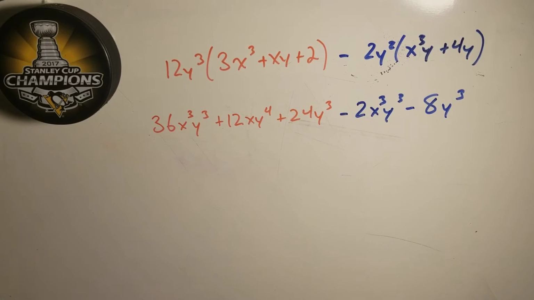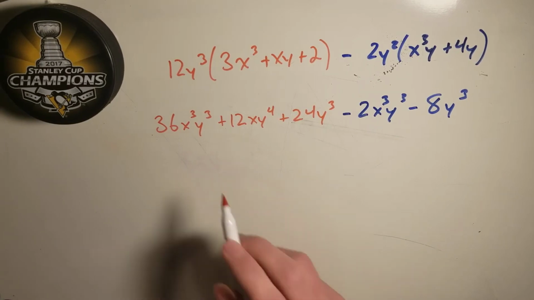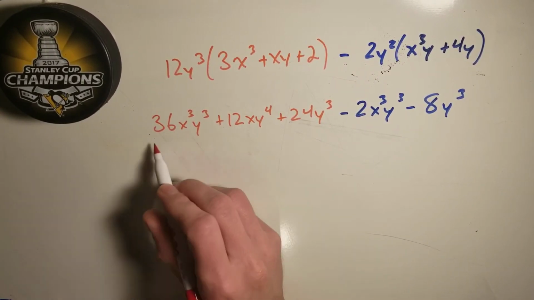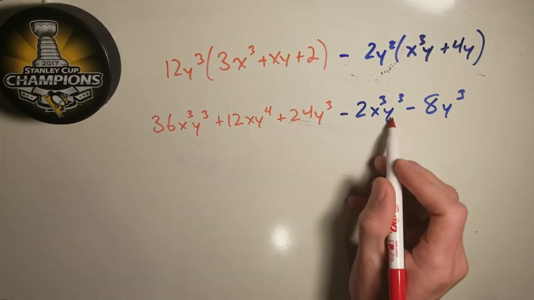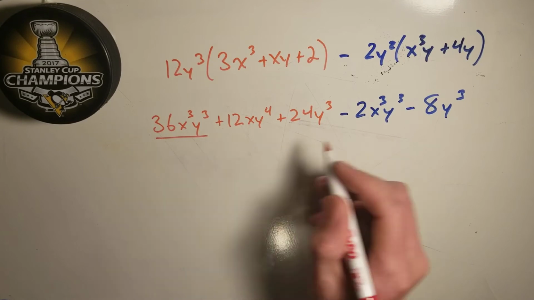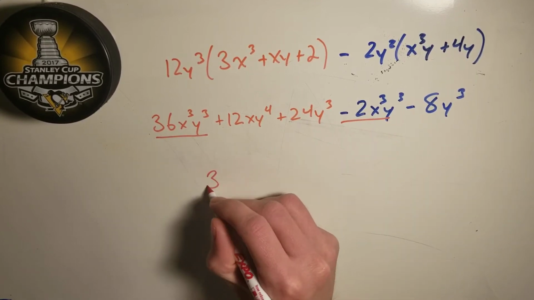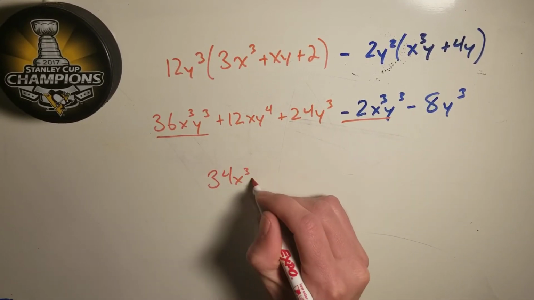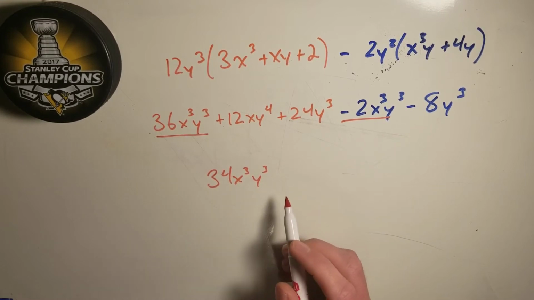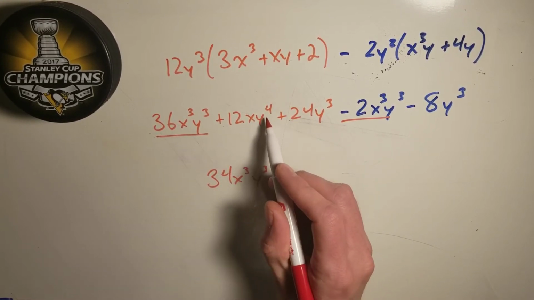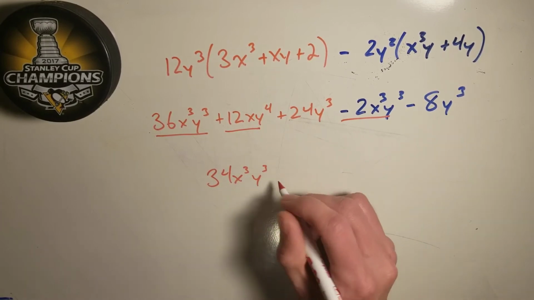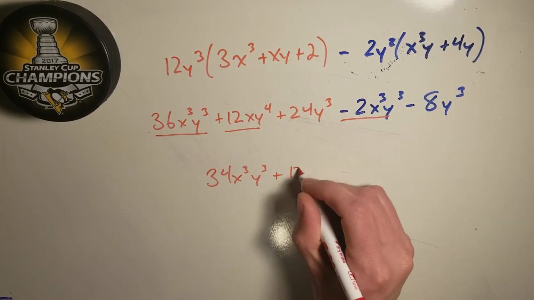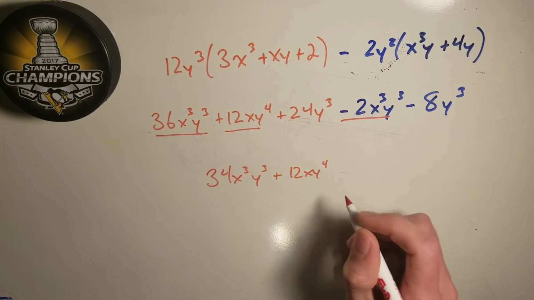And when we go ahead and simplify, look for your like terms. So we're looking for x cubed, y cubed. So we have 36 of them. None here, none here. We have minus 2 of them. So we're going to end up with, combining these two, 34 x cubed, y cubed. Now we're looking for any x, y to the fourths. There's 12 of them here, and that's all we have. So we still have plus 12x, y to the fourth.